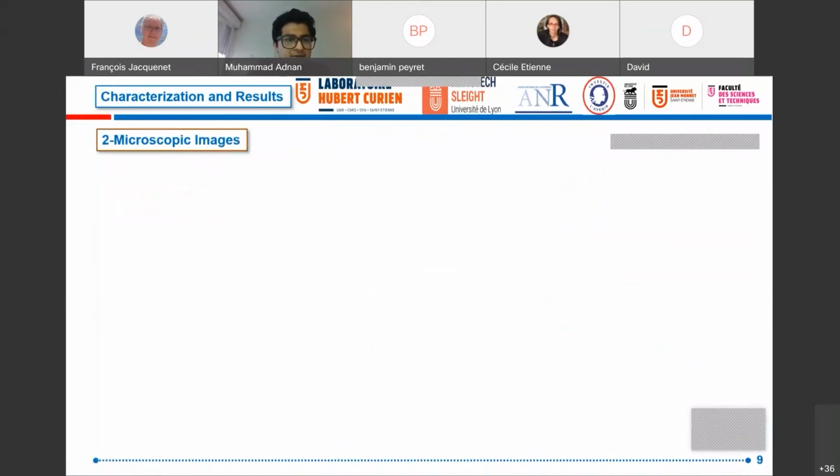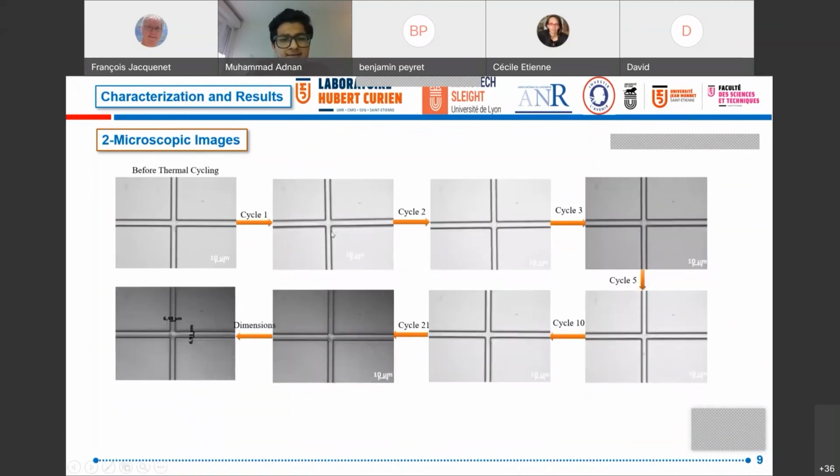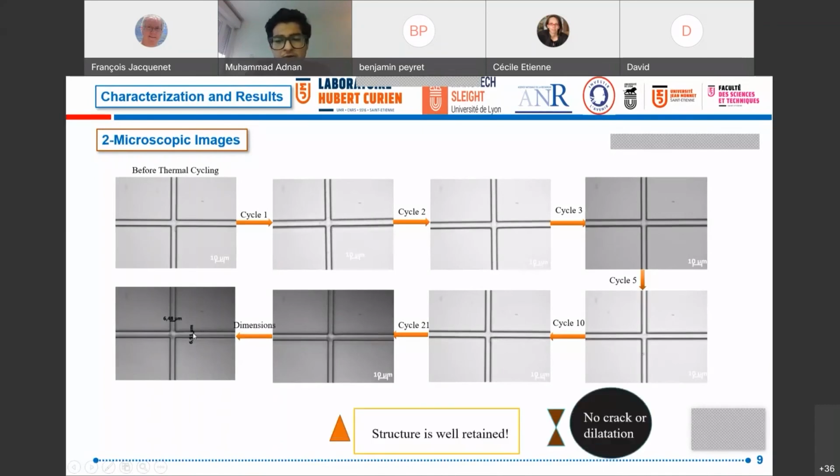The second characterization is microscopic images. Here I used SEM to check the structure. This is the structure before thermal cycling, and this is the structure after 21 cycles, and you can see that the structure is very well retained. We also measured dimensions, and the dimensions are nearly identical. We can say that there is no crack or dilatation here as well.